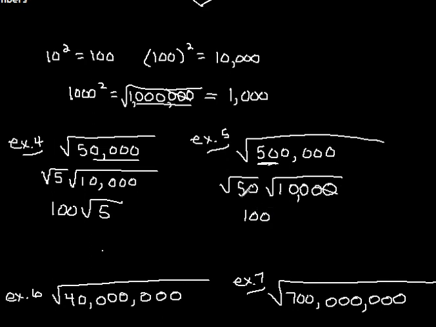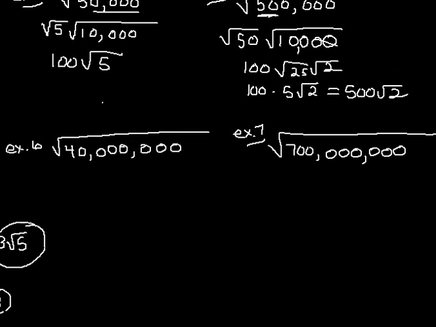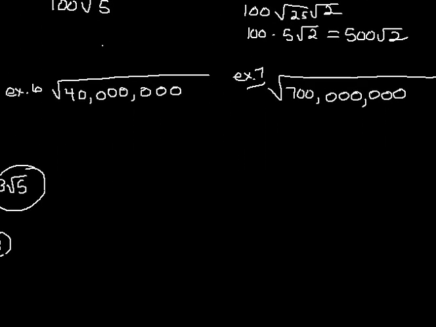Now the square root of 50 we can simplify, right? Square root of 25 times the square root of 2. So that's going to be 100 times 5 square root of 2. And we're going to get 500 square root of 2. So hopefully this is making sense. We have a couple more to do.